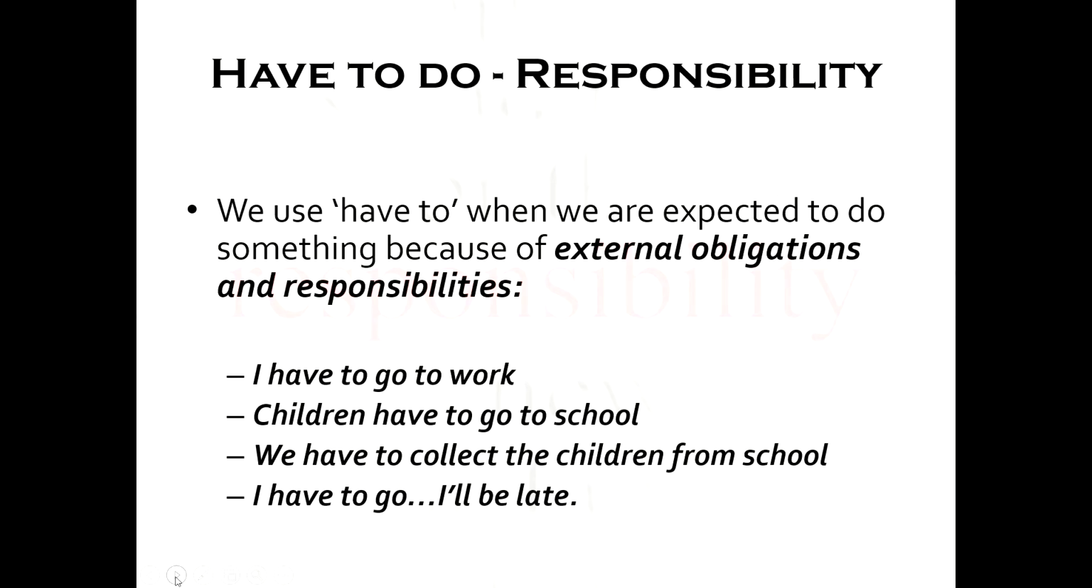First of all, we have to make the difference between two important words, okay? The first one is have to do. So this one indicates responsibility. In this case, we are talking about something we know we have to do, and we use have to when we are expected to do something because of external obligations and responsibilities. Pay attention to these. For example, I have to go to work, children have to go to school, we have to collect the children from school, I have to go, I'll be late.